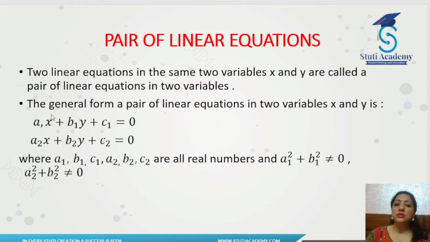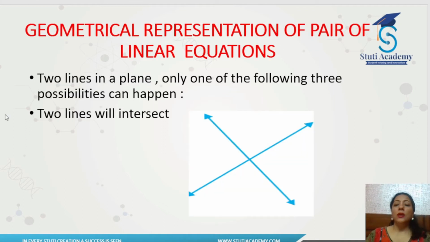Now we also discussed the general form for a pair of linear equations in two variables. That's a1x plus b1y plus c1 equal to 0 and a2x plus b2y plus c2 equal to 0. Now, if we are dealing with a pair of linear equations in two variables, that means we are dealing with two linear equations. If we draw the graph of one particular equation on the Cartesian plane, we'll get one line. And if we draw the graphs of two linear equations in two variables on a single Cartesian plane, we are going to get two lines.